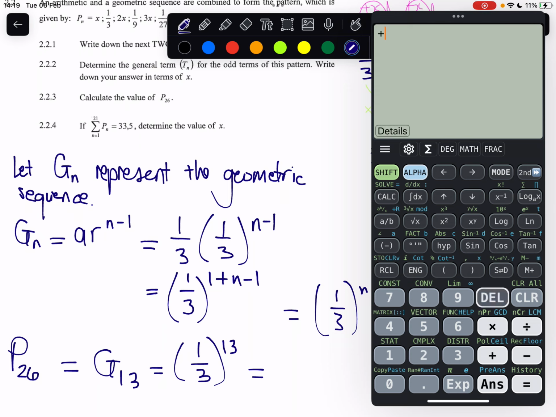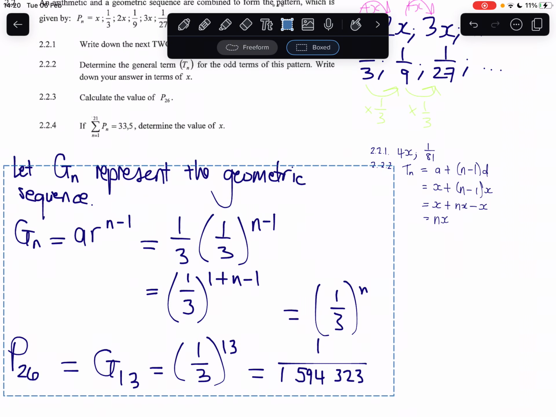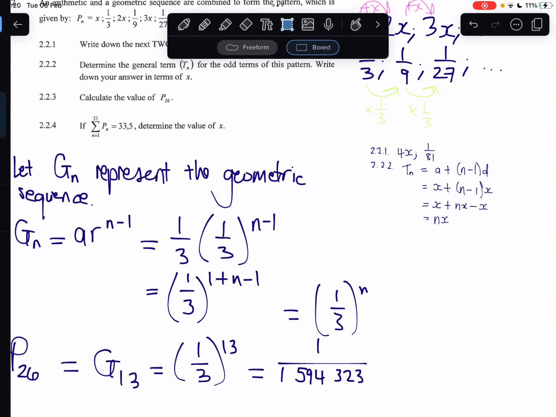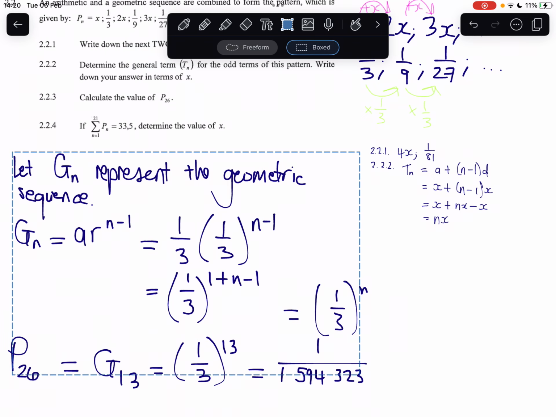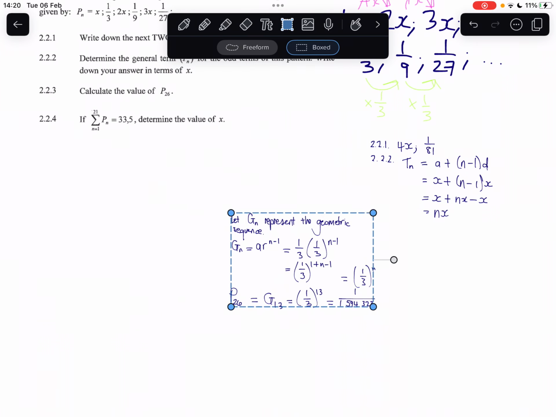Oh no! Oh my goodness, what am I doing? Oh dear heavens. Yeah, so we end up with a very tiny number. Okay, and that is the value of P26 according to myself. Oh no. Oh, tragic. Oh. Did it. Succeeded.